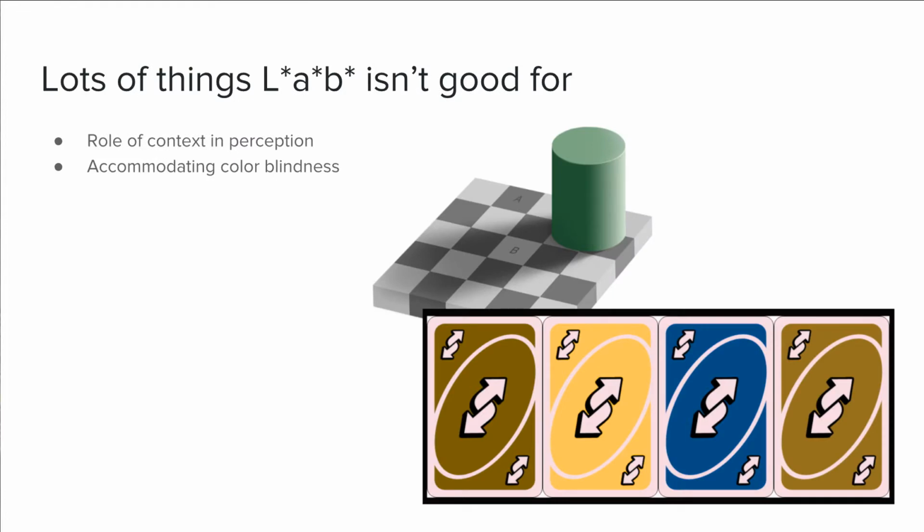However, there are certain things that lab isn't good for. For example, lab doesn't take into account the role that context plays in perceiving color. So everybody knows this illusion where square A and square B look like they're totally different colors, but actually, in terms of the pixels on your screen, they're the same color. There isn't an accommodation in lab for that. Additionally, lab was designed by surveying people who were not colorblind. There's not a quick fix present in lab for making something easily readable by people who are colorblind.